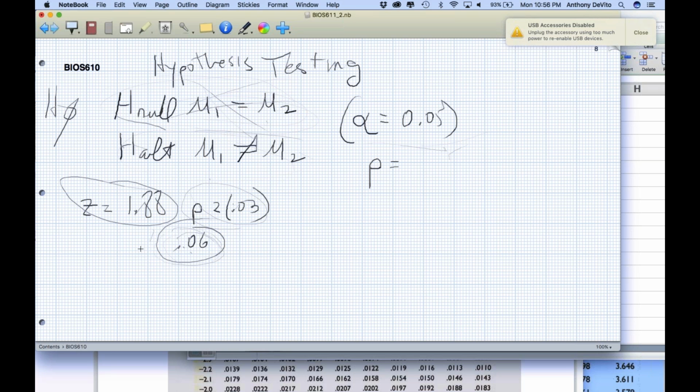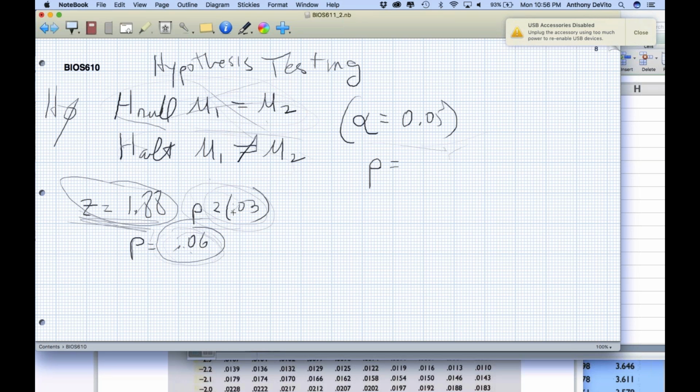So I need that to be less than 5%. Right now, my p-value, my probability of being wrong, is equal to 6%. I get my p-value by looking up the z-score and the area that it represents in both the lower tail and the upper tail added together. Okay, less than 6% or less than or equal to 5. Less than 5%, I would say. Less than or equal to 5%.